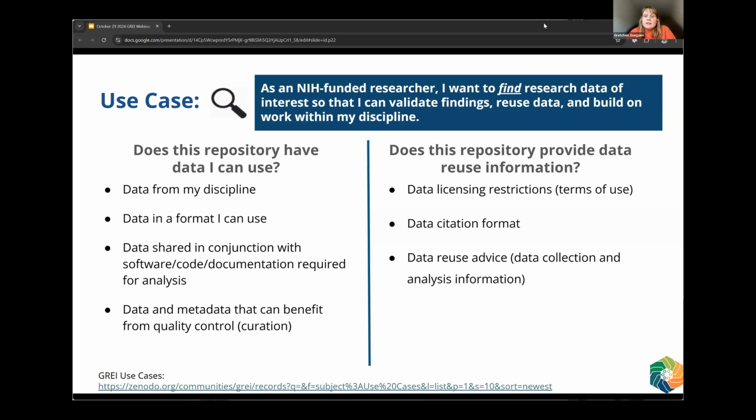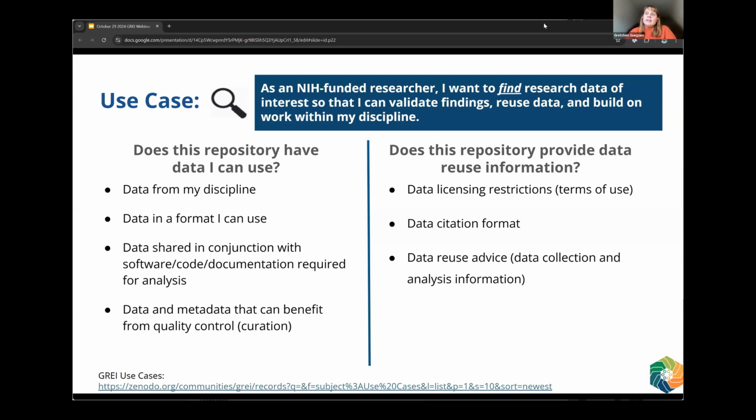So two things that the researcher might be thinking about as they start this search: first of all, does this repository have data I can use? Does it have data from my discipline, data in a format that I can use or know how to use? Data that's shared with all of the software and documentation that would be needed for me to use it, and data with good quality metadata and good data quality itself.